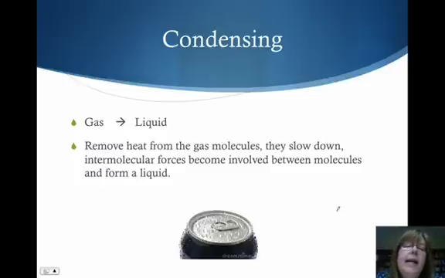Condensing is when a gas goes into a liquid. You're removing heat from those gas molecules so they start slowing down. The intermolecular forces start to grab those molecules, and so we're forming the liquid state. And condensing, you can see that when you have a cold soda can on a warm day, those liquid water droplets on the outside of the can are condensation from the air.